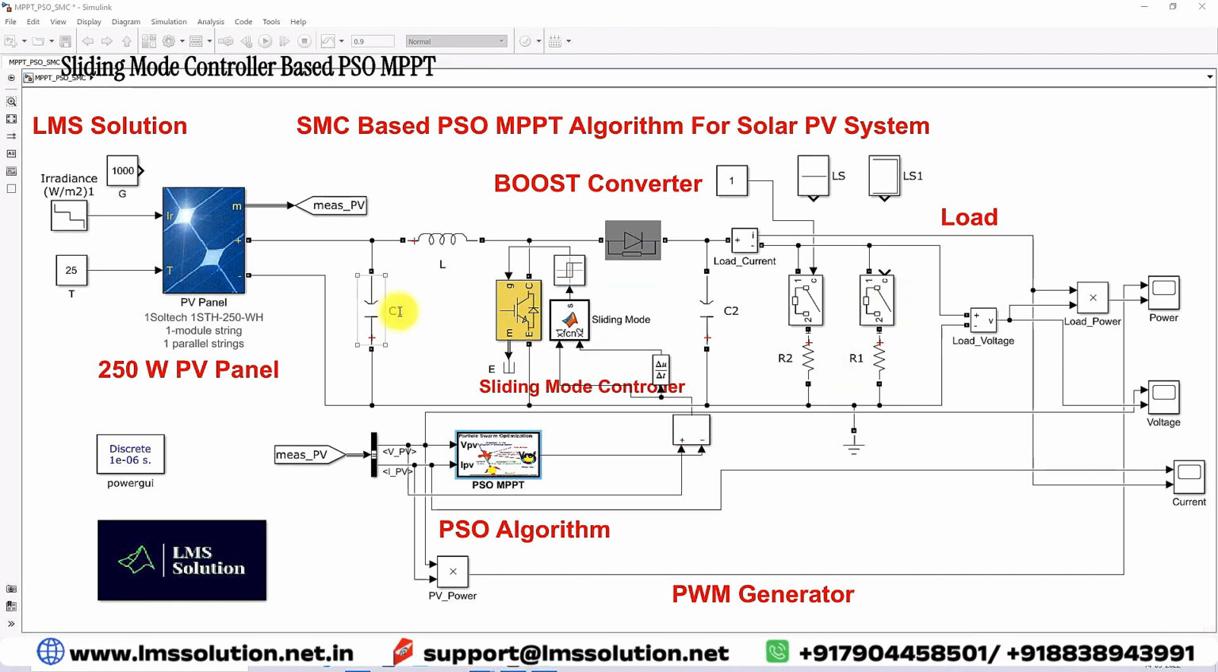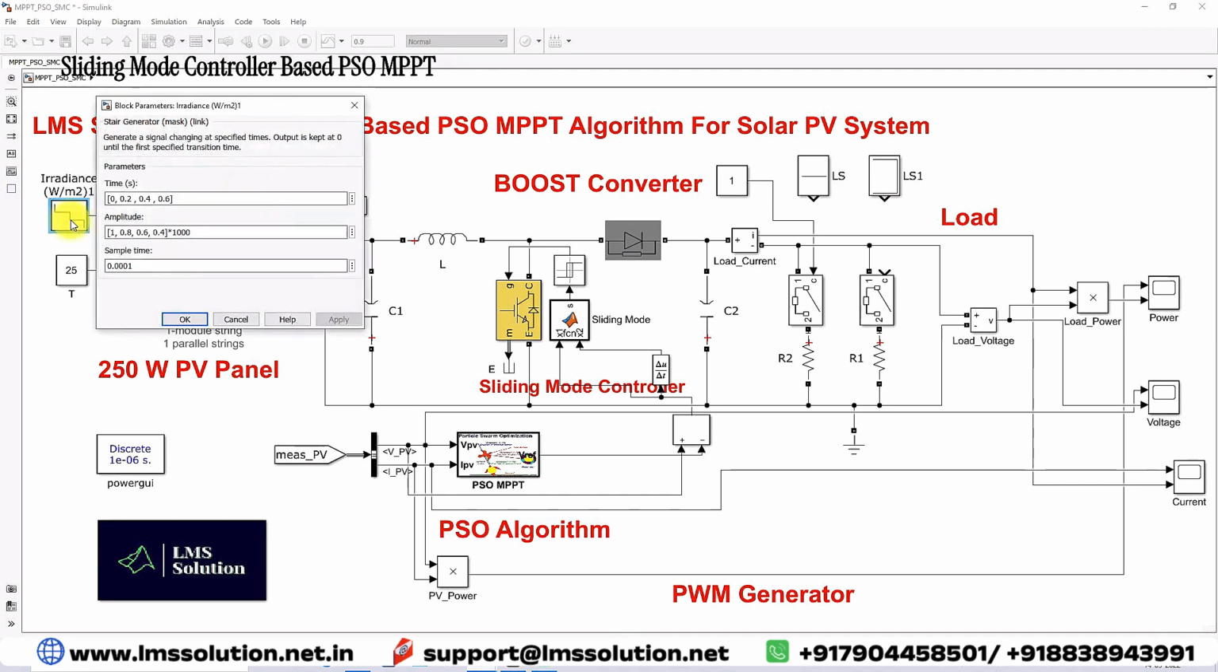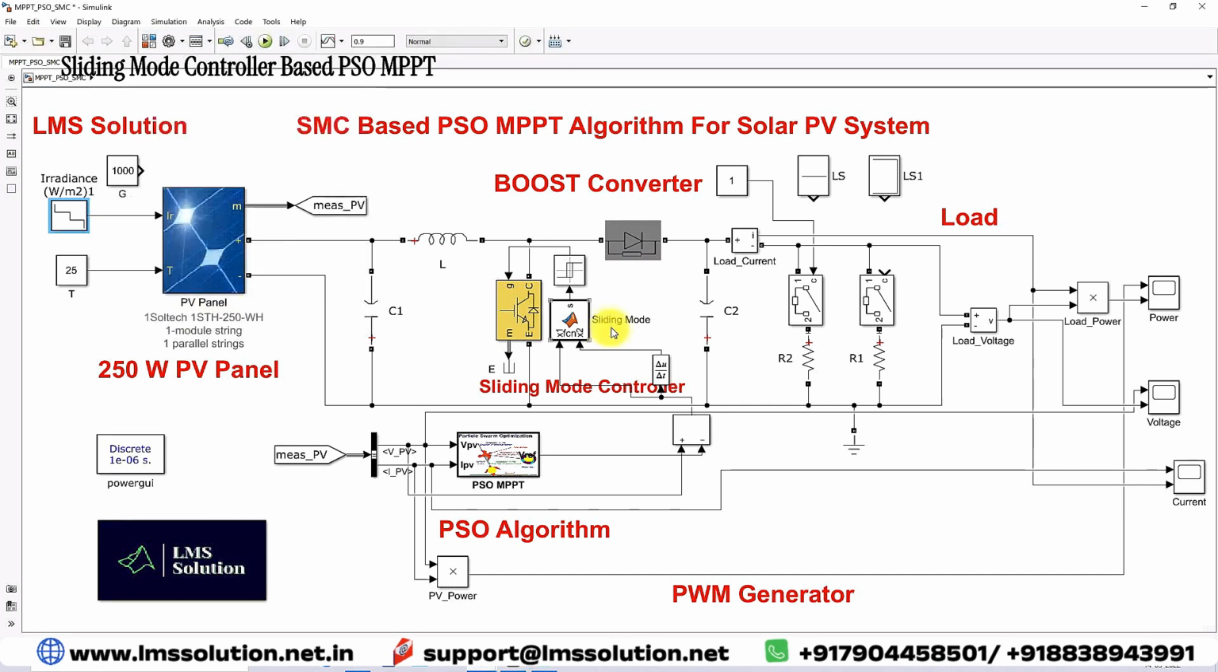Here we are going to test the model with two sets of conditions. First I am going to test the model with the change in irradiation condition with a constant load. The load is constant, and here I am going to vary the irradiation from 1000, 800, 600, 400 for every 0.2 seconds. And I am going to analyze the result of PV power, load power, PV voltage, load voltage, PV current and the load current. So this is the first set of testing conditions.